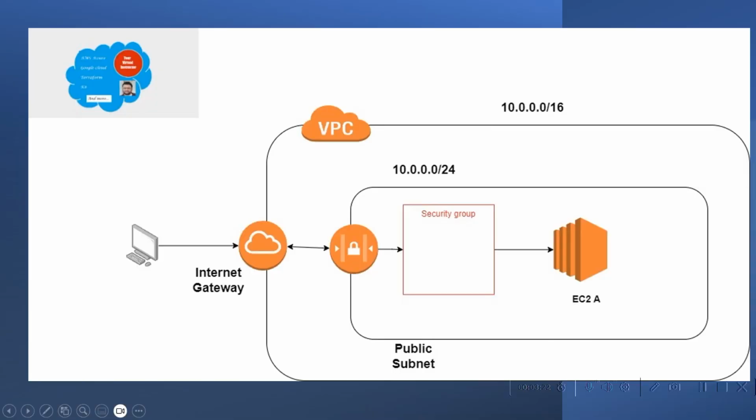So this is the architecture which we are going to follow in today's lab. We have one public subnet with an EC2A machine deployed in it, and one security group associated with it, and we are going to make changes to the default NACL. Also this VPC has the internet gateway, which allows communication from the outside world. So let's jump into our lab.